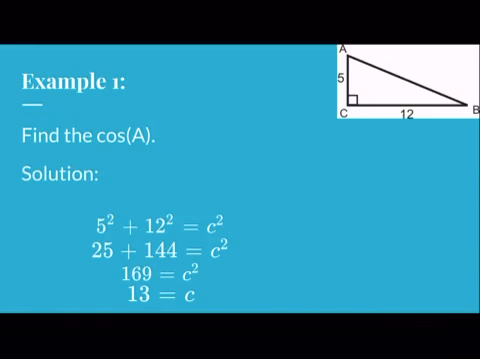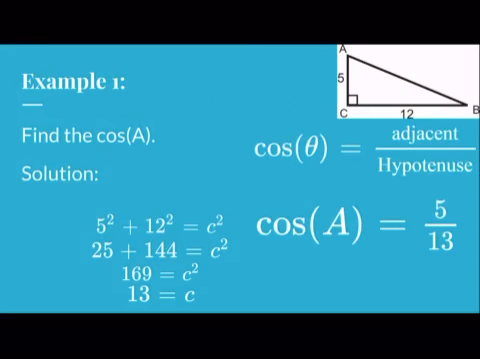So our hypotenuse, remember using Pythagorean's theorem, we found to be 13. So the cosine of A would end up being 5 over 13, because for our angle A, the adjacent side is 5, or side AC, and our hypotenuse is still AB, which is 13.